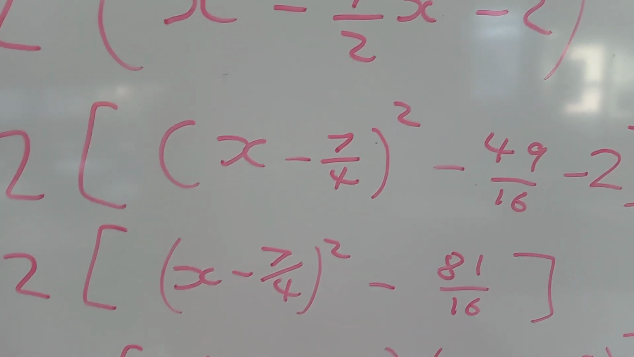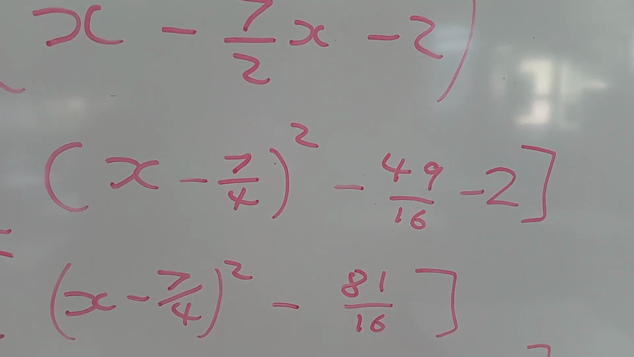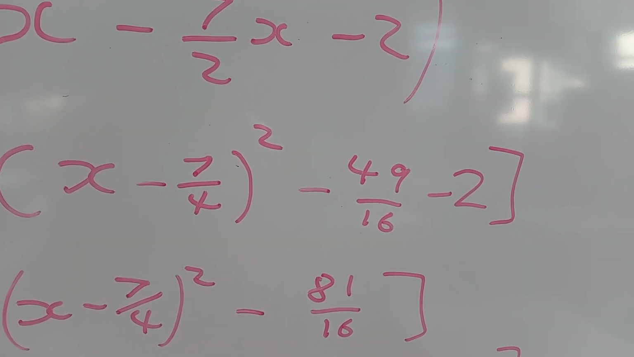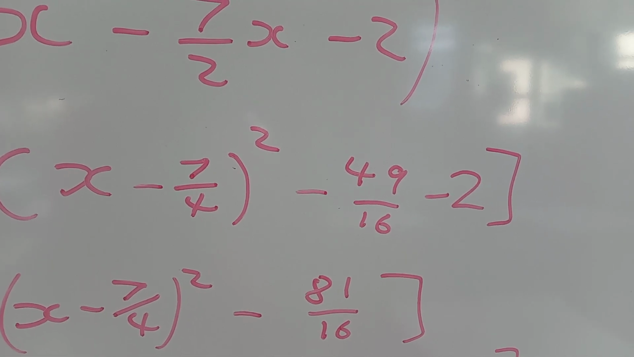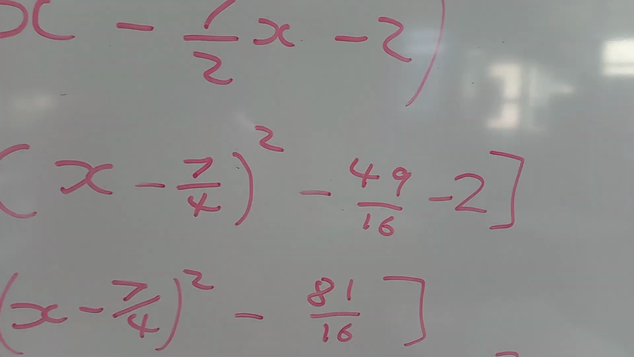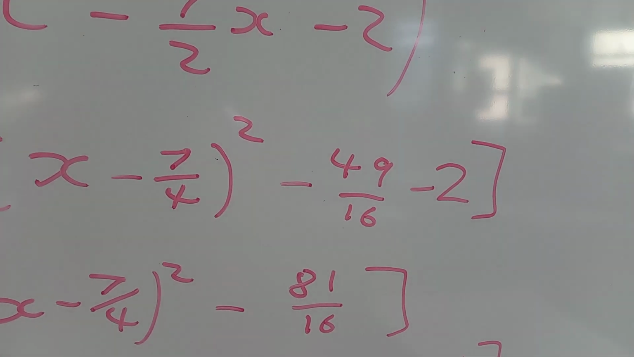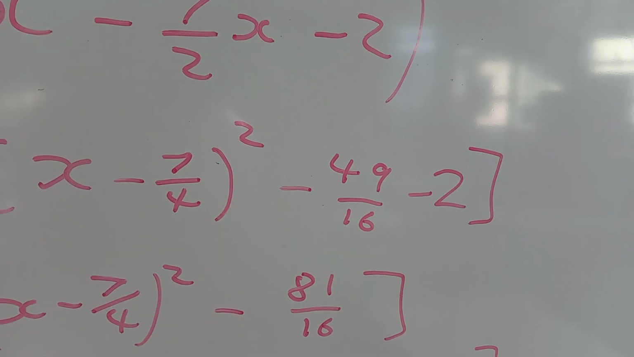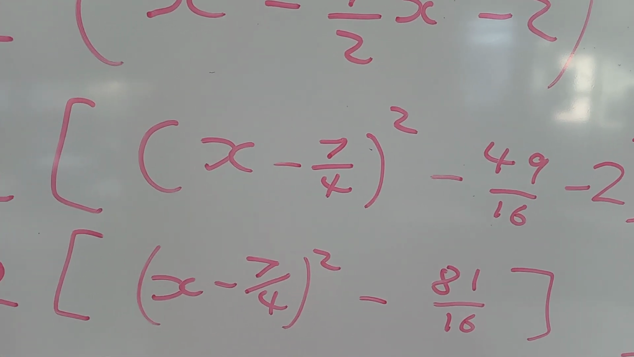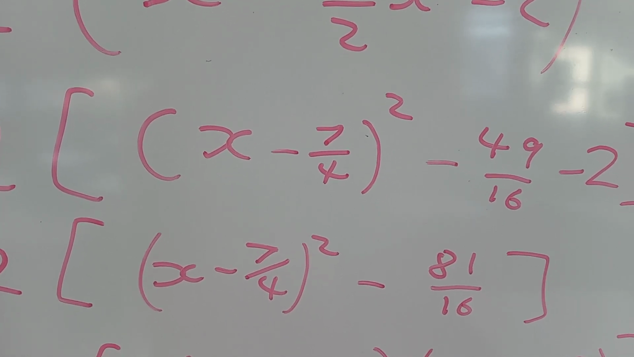So the next step, we're just going to simplify minus 49 over 16 minus 2, remembering that negative 2 becomes negative 32 over 16. 49 and 32 is 81. So we have negative 81 over 16. I got them both over 16 to help do the addition.